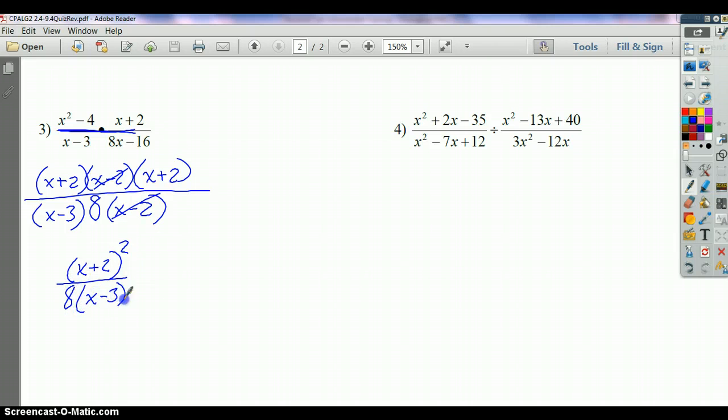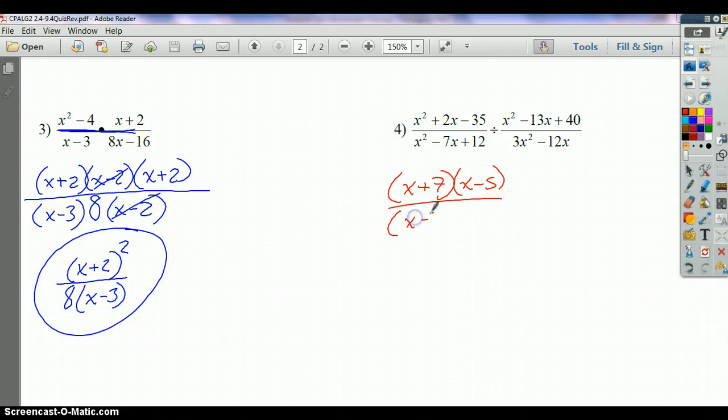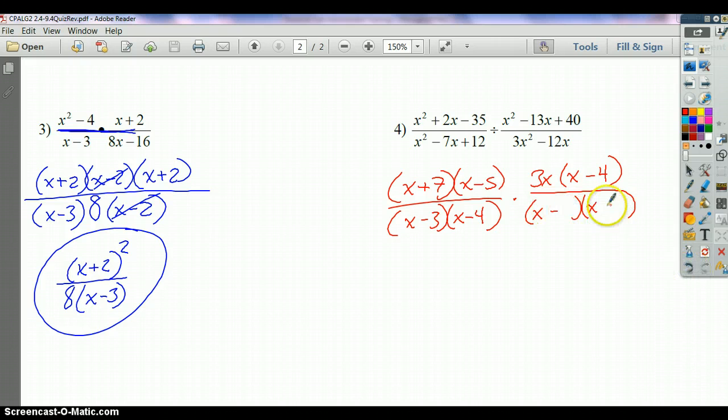I got x plus 2 squared over 8 times x minus 3. Right, over here, we have x plus 7, x minus 5. This is x minus 3 times x minus 4, times 3x, this is x minus 4. And on the bottom, I have x and x. And this would be minus, minus, minus. So it looks like I'm going to need, let's see, 5 times 8. Yep, that would be it.